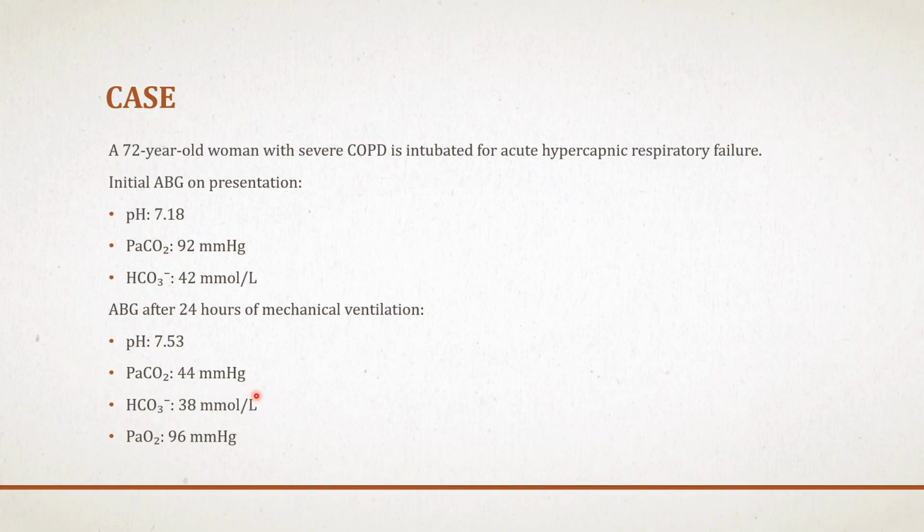invasive mechanical ventilation. You can see in the current or second ABG, pH is 7.53, which means alkalotic, while CO2 is 44, which is within normal range. In this situation, the primary abnormality is metabolic alkalosis. Since pH is 7.53, which is alkalotic, and bicarbonate is 38, which is on the higher side, the primary abnormality is metabolic alkalosis.